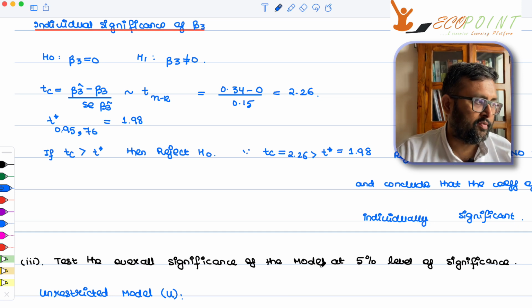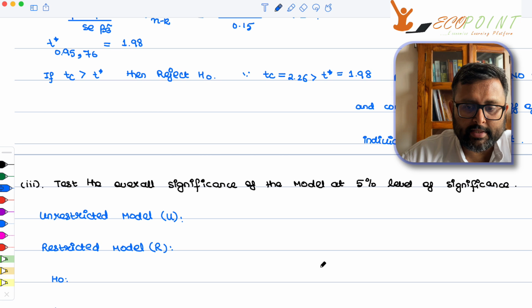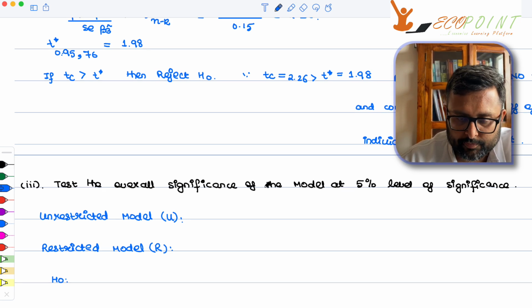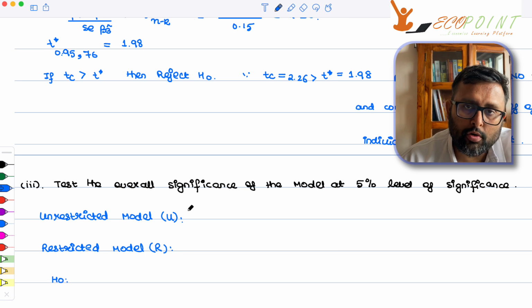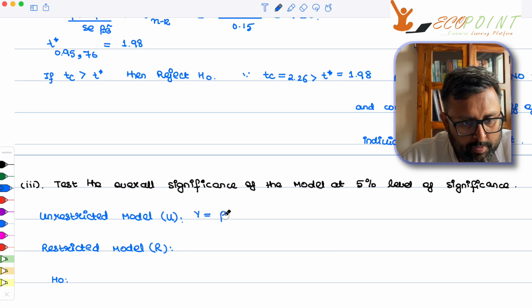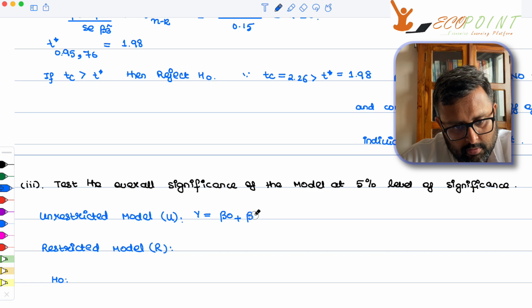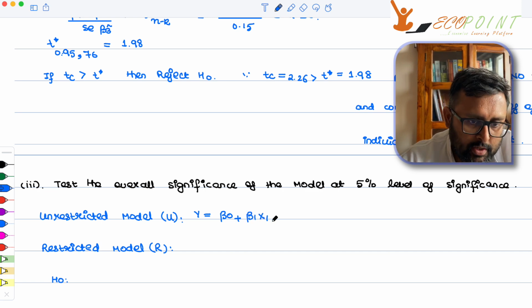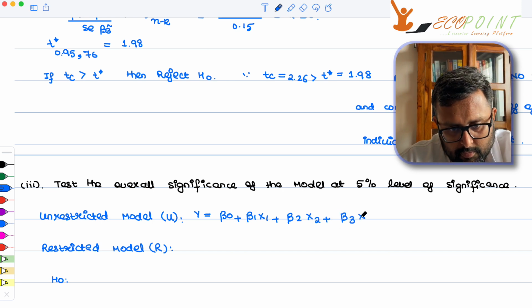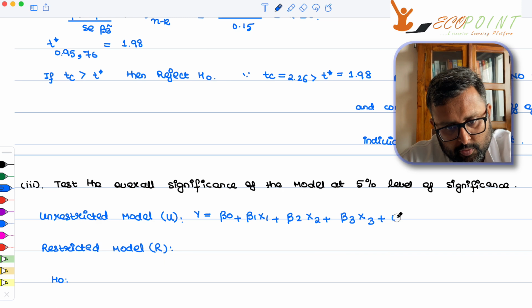Is individually significant. Then the question says to test the overall significance of the model at 5% level of significance, right? So first of all, you write the unrestricted model in which all the variables are there. So what is the unrestricted model? Y is equal to beta naught plus beta 1 x1 plus beta 2 x2 plus beta 3 x3 plus u.